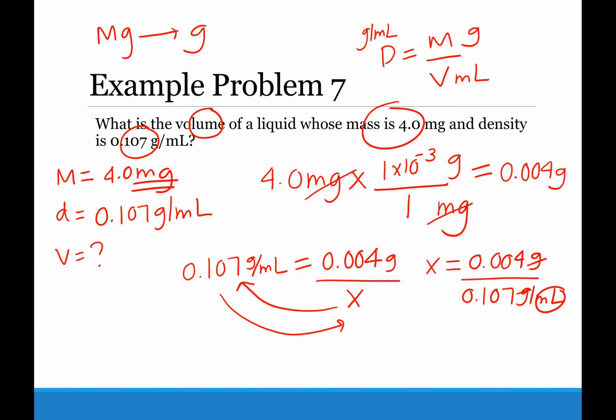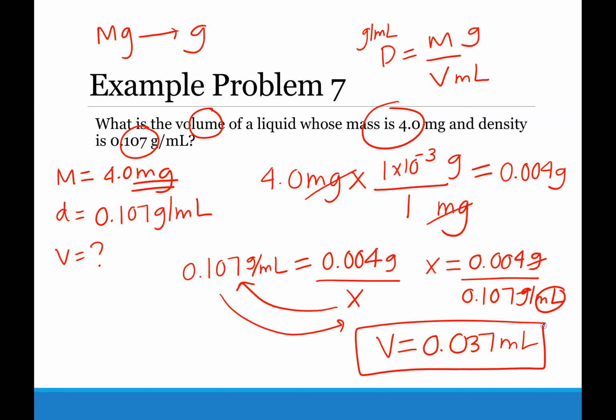So in your calculator, you'll write 0.004 divided by 0.107, and that will equal a volume of 0.037 milliliters. Thanks, and let me know if you have any questions about example problem 7.